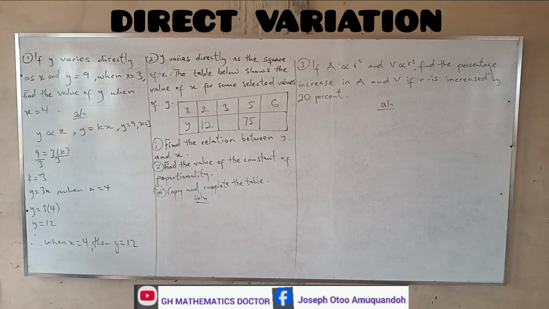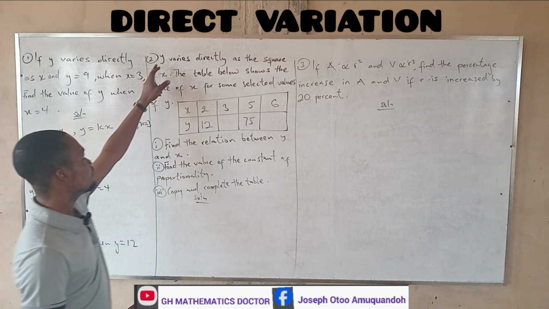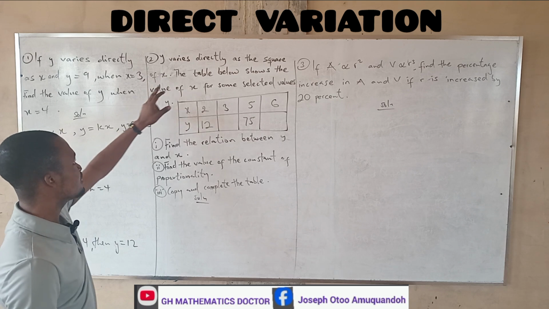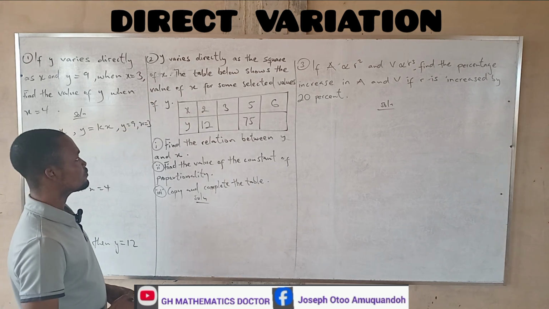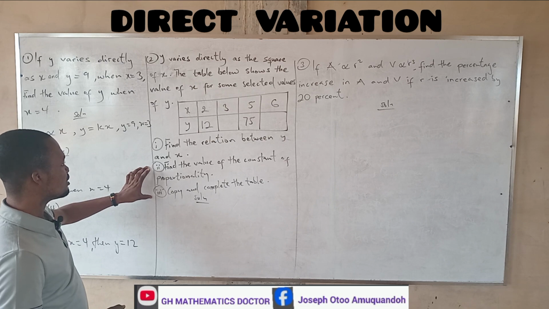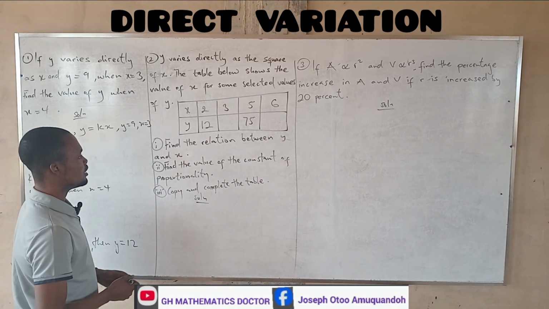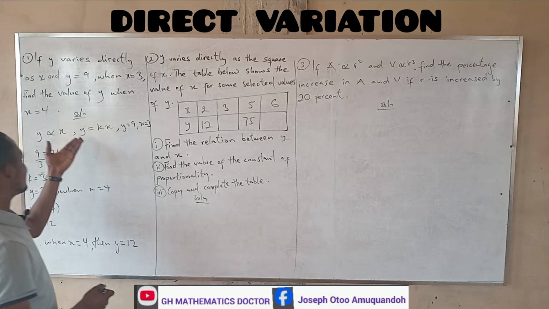This is it. So if we get a question like this, you use these procedures to solve. You can also get a question in table form that tells you that y varies directly as the square of x, and the table below shows the values of x for some selected values of y. So let's look at the questions under the table. Find the relation between y and x.